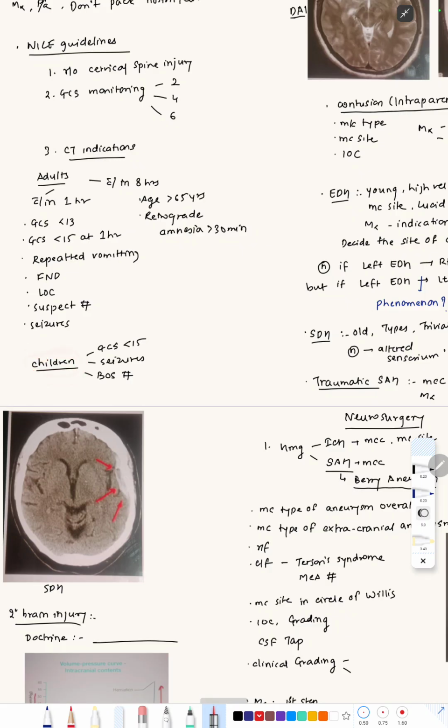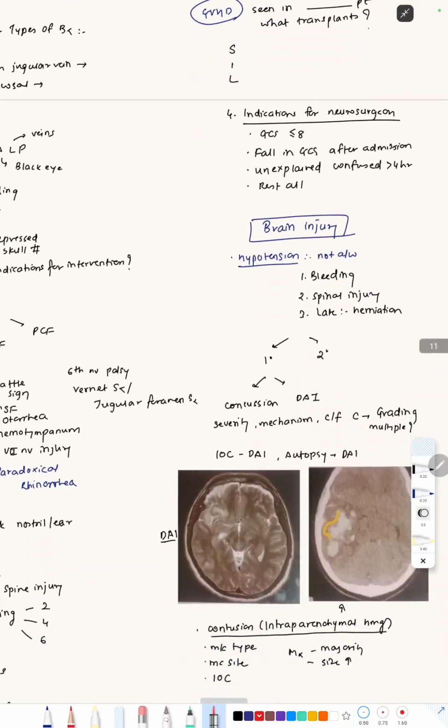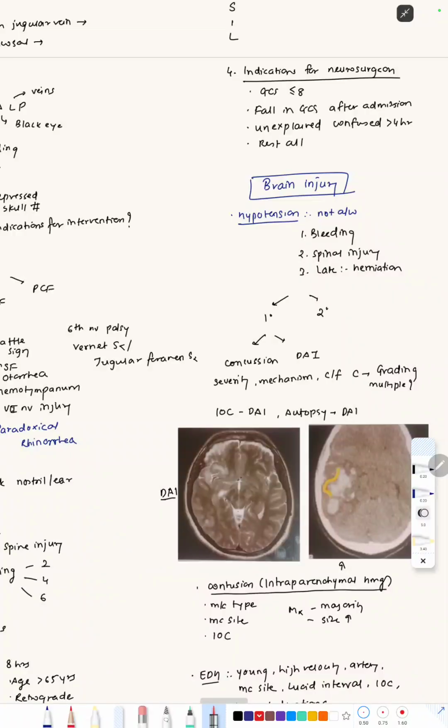In children, if the GCS is less than 15 at any time, seizures, base of skull fracture. What are the indications for calling upon the neurosurgeon? If the GCS is less than or equal to 8, fall in the GCS after the admission, unexplained confusion for more than or equal to 4 hours, and the rest all indications remain the same.